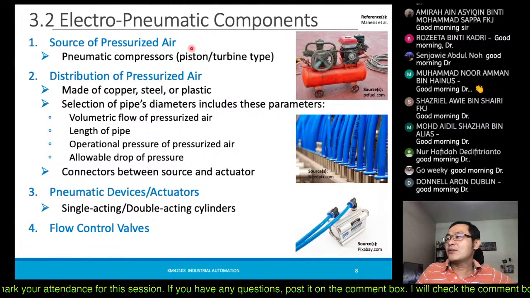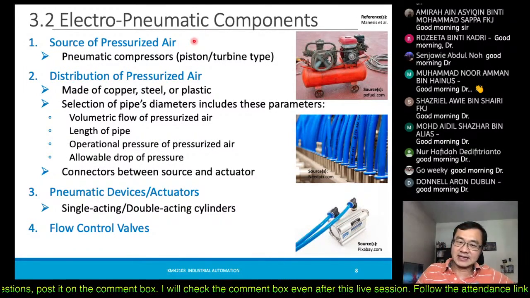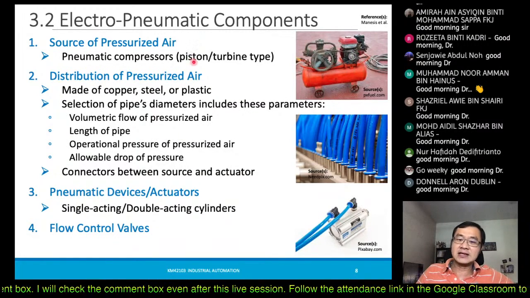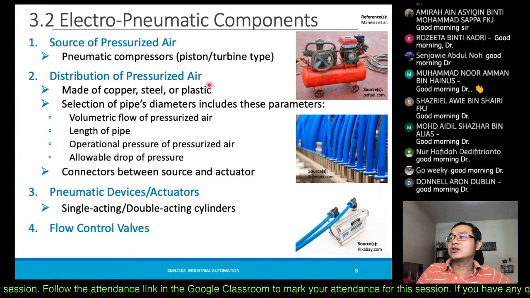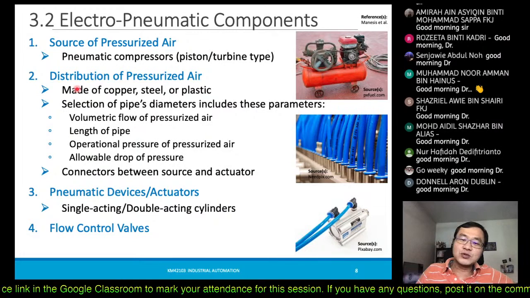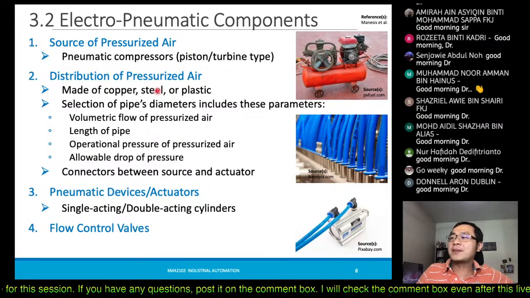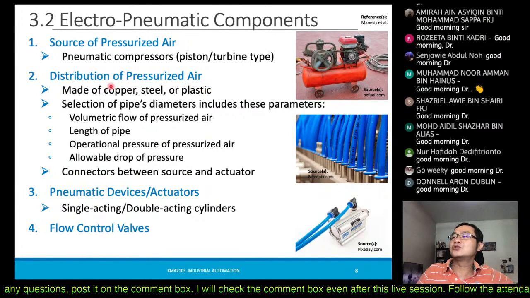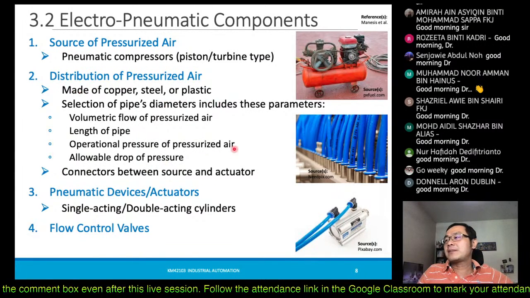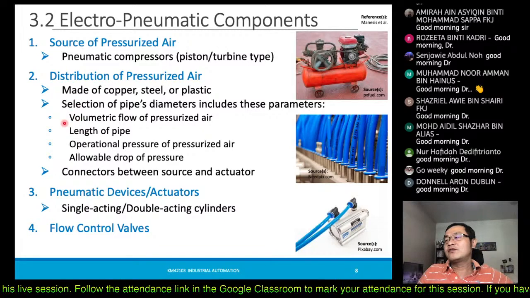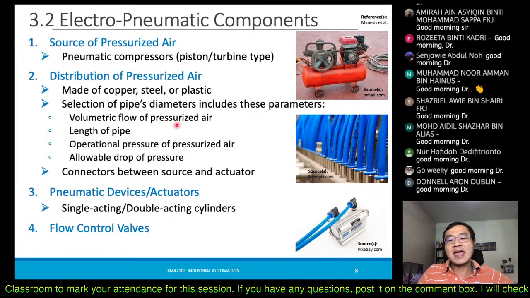So the components are very straightforward. We use a source of compressed or pressurized air itself, either through a compressor, piston type or turbine type. Then we have a distribution of the pressurized air that may involve piping from plastic to copper or steel. The selection of the pipe diameters may involve the requirement of the amount of air that you need.